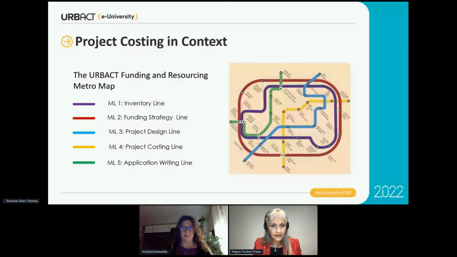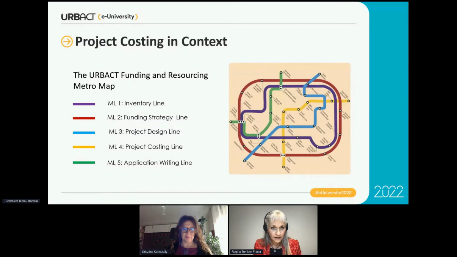The second line is the red line of the funding strategy. And here every chapter of the funding strategy has its own stop, and once it is on the URBACT website, you will be able to go in there and get a whole explanation and tables and templates which help you along addressing each of those chapters. And also before the preparation and after the appraisal, there are all relevant tools there for you.